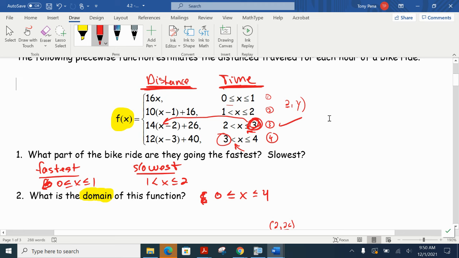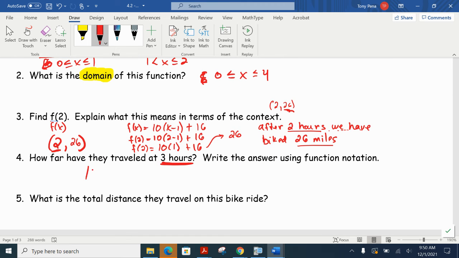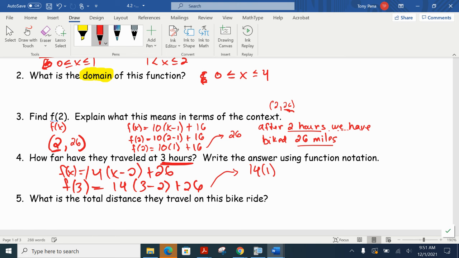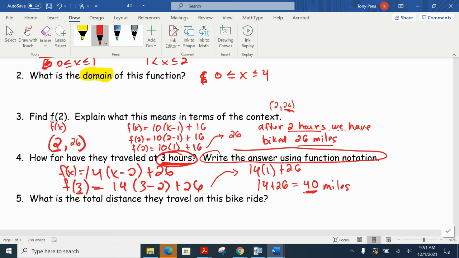Okay, so if we now do that, 14x minus 2 plus 26. That's the part of the function we want to use, and we want to figure out what that is after 3. So I just copied that part of the function, substitute in your 3. We get 14 times that 1 plus 26. That then is just 14 plus 26, which is 40. So now understand what that means. After 3 hours, since it spits out 40, you would have biked 40 miles after 3 hours. Now, I want you to write this using function notation.